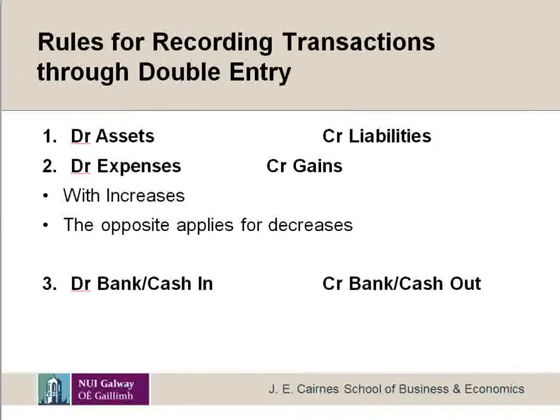So if we just look at the double entries, we'll see that with regard to increases, we'll debit an asset, credit a liability, debit an expense, and credit a gain. And then obviously it's going to be the opposite for decreases. So with regard to decreases, we would have a credit for an asset, a debit for a liability, a credit for an expense, and we would debit a loss. And it's kind of important that you just need to learn the bank as its own. So if you have an increase in bank or in cash, it's going to be a debit, and if you have a decrease, it's going to be a credit.